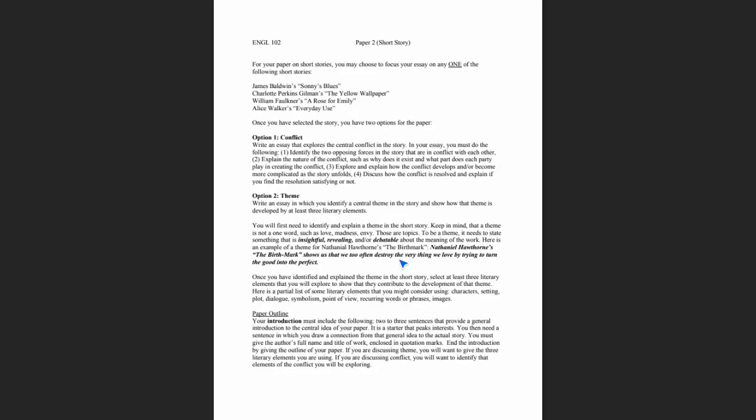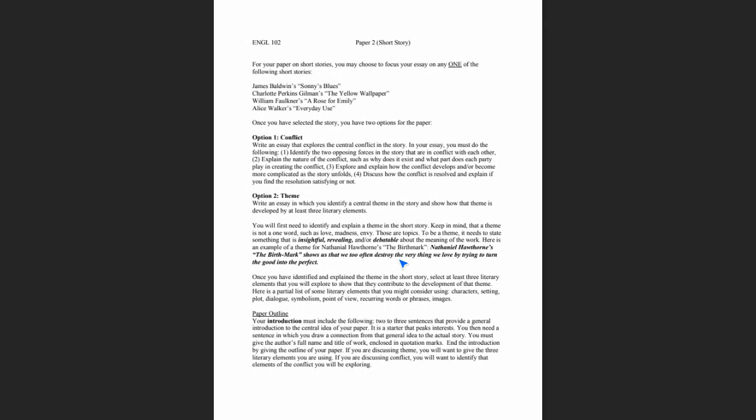If you decide to go with the theme option, once you've chosen a theme, then you need to choose 3 literary elements in the work that support that. And some examples would be looking at characters. Like for instance, if you're trying to talk about Alice Walker's Everyday Use, look at the character of Dee. How does she contribute to the theme of that work that you've identified?